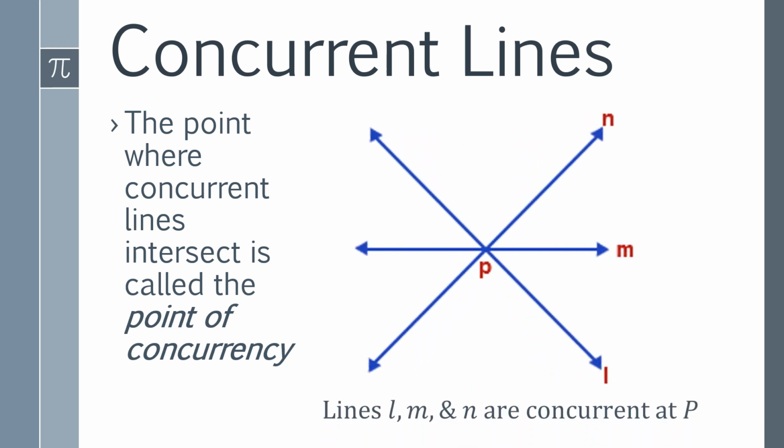All right, so since these lines meet at point P, then point P has a special designation. That is the point of concurrency.